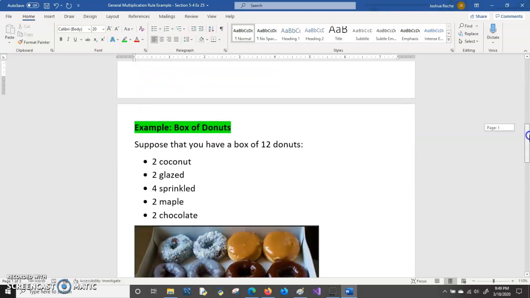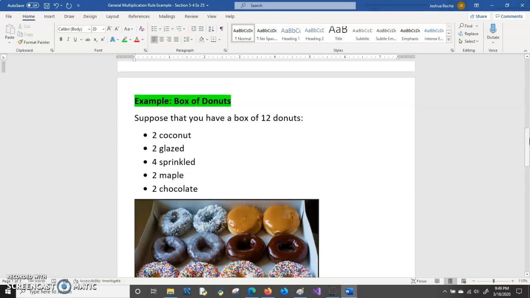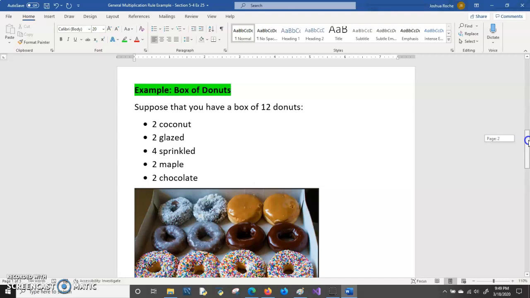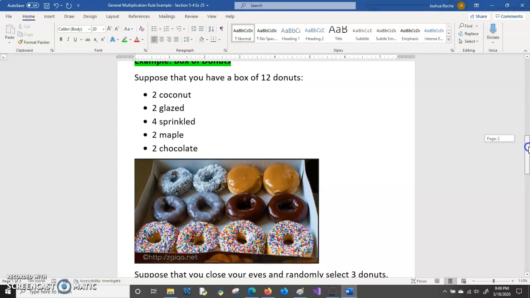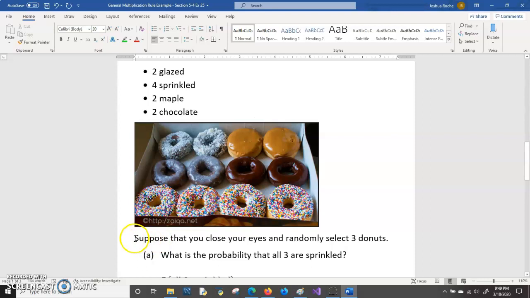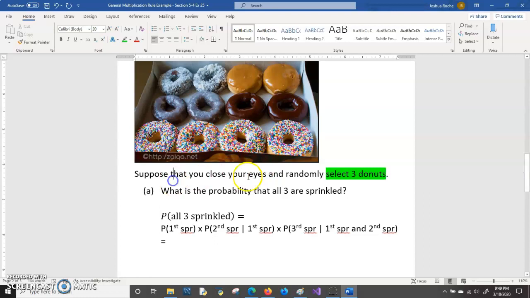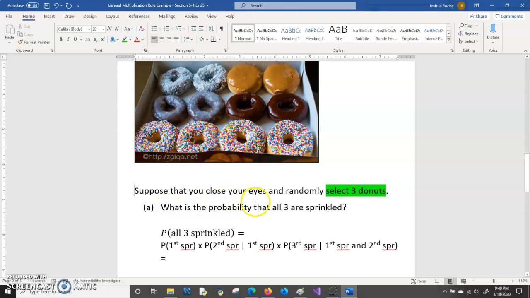Here's another example. Let's say that you have a box of 12 donuts. There are 2 coconut, 2 glazed, 4 sprinkled, 2 maple, and 2 chocolate. Let's say that you are going to close your eyes and randomly select 3 donuts. If you do that, what is the probability that all 3 are sprinkled?